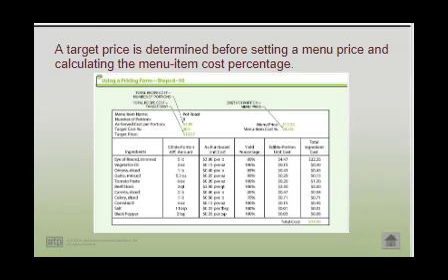After a pricing form has been completed for all of the items on a menu, the food service operation updates the pricing forms when the cost of ingredients changes to ensure that the menu prices are adjusted as needed.